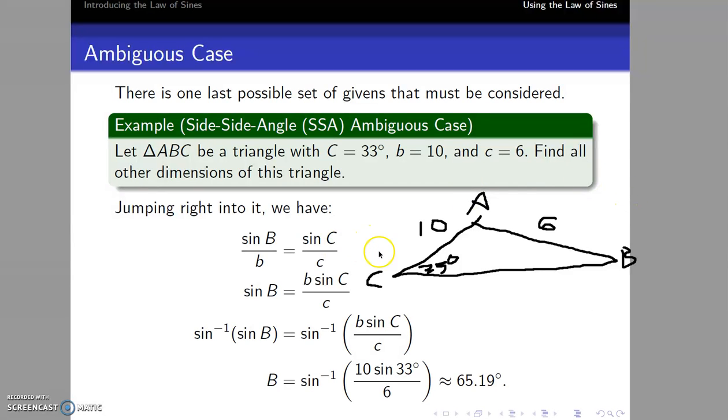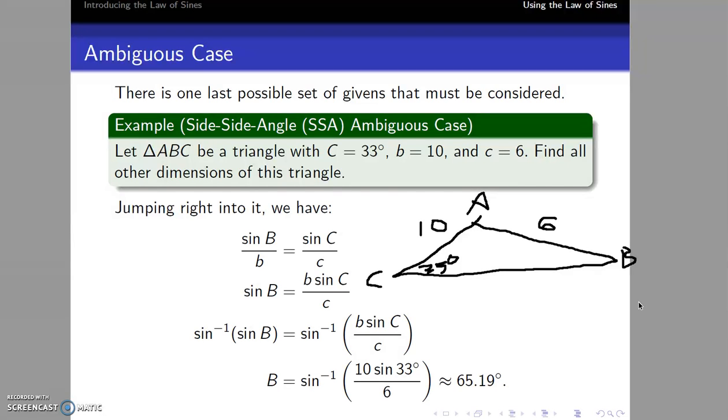And so using that, I can solve for sine of B, because I know C to be 33 degrees, I know little c to be 6, and I know little b to be 10. So I know everything on this side of the equation, and there's only one other thing to do, and that's to take the arc sine of both sides. And so I've got arc sine of sine, so obviously those cancel, leaving me with B equal to the arc sine of 10 times the sine of 33 degrees all over 6. So I punch that in my calculator, making sure that I'm in degree mode, and I'm able to say, this is 65.19 degrees, give or take. It is a decimal approximation after all, but that's what it is.